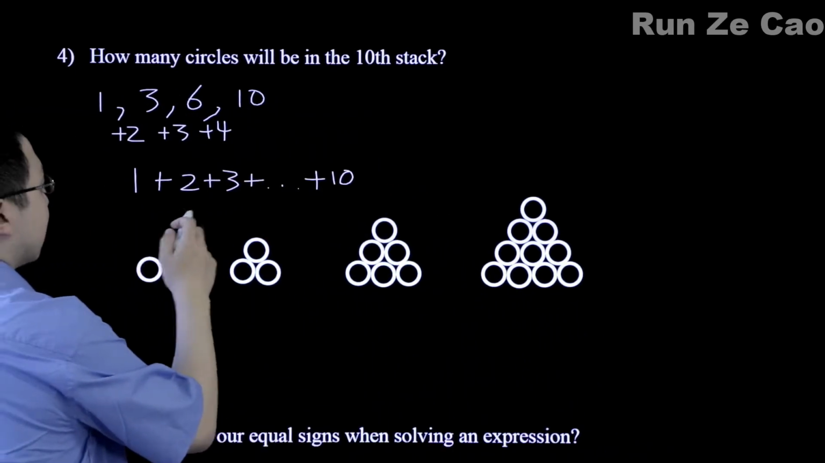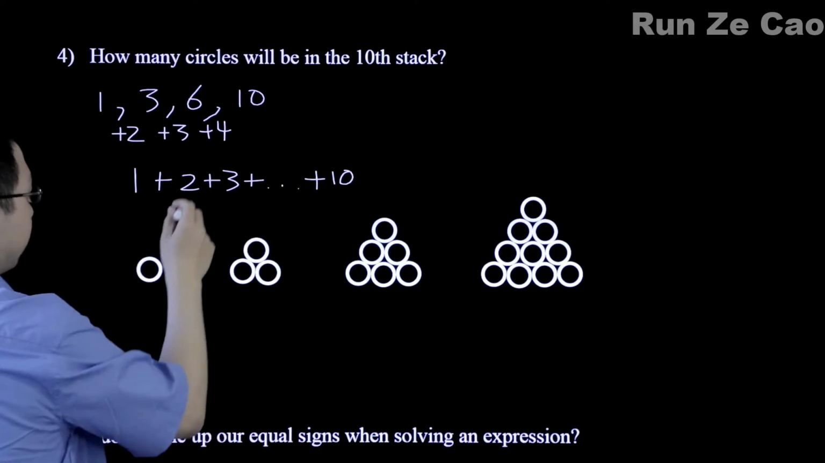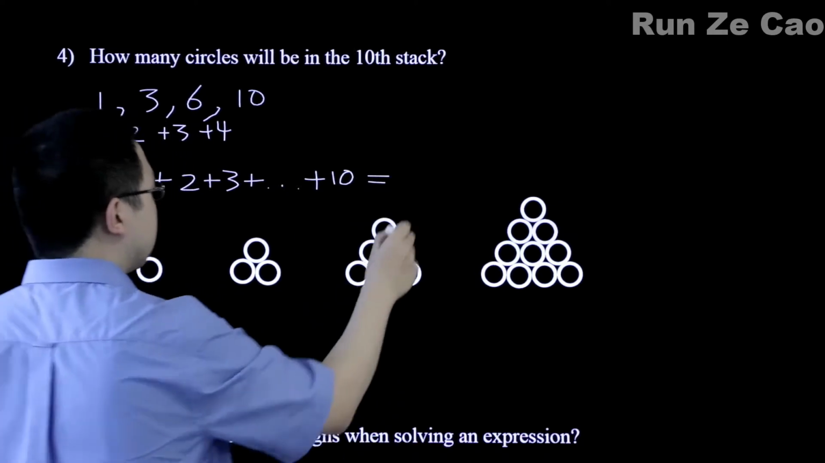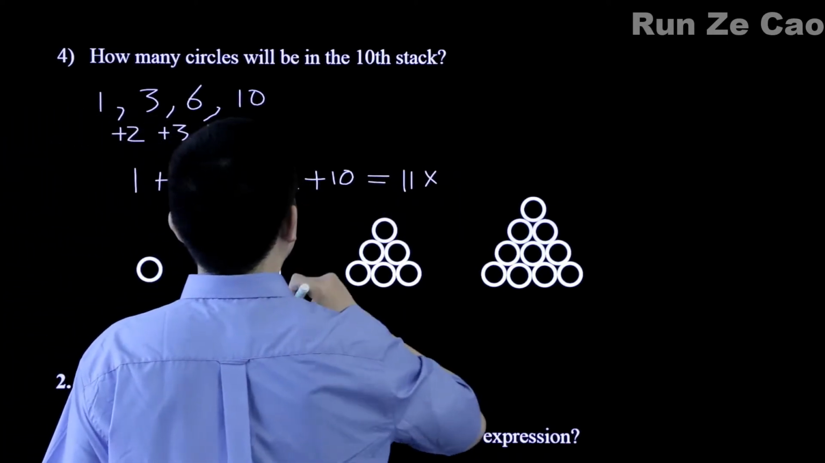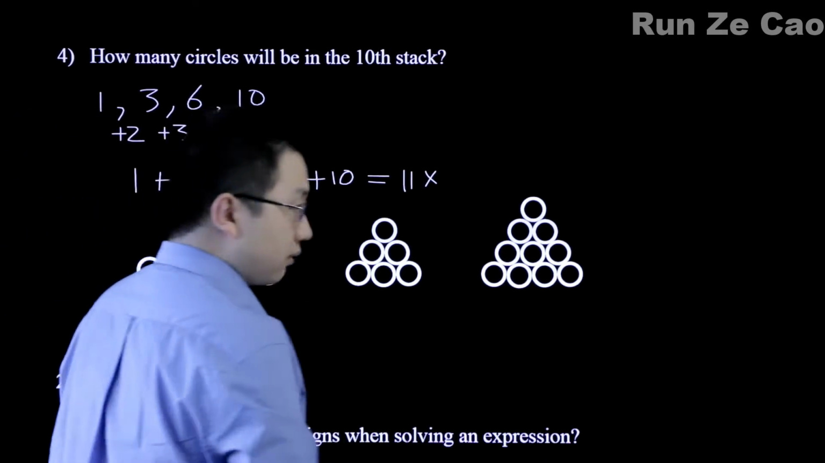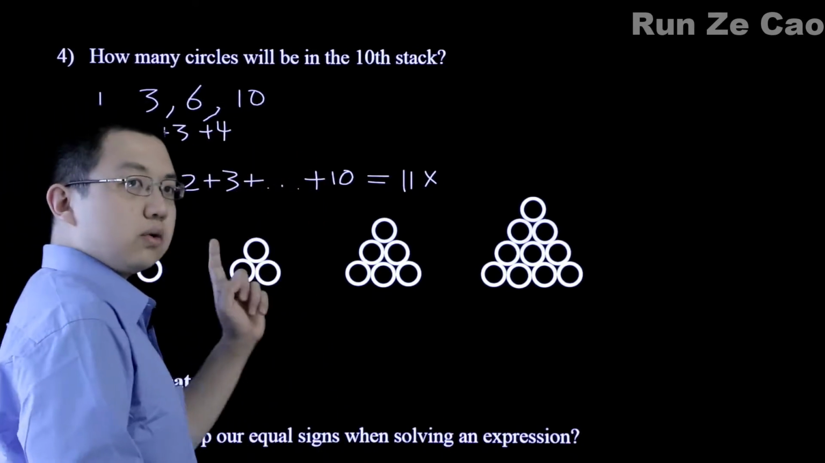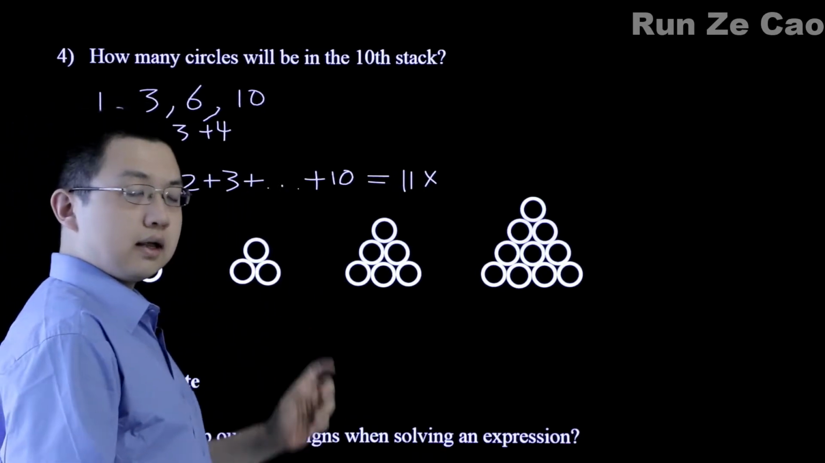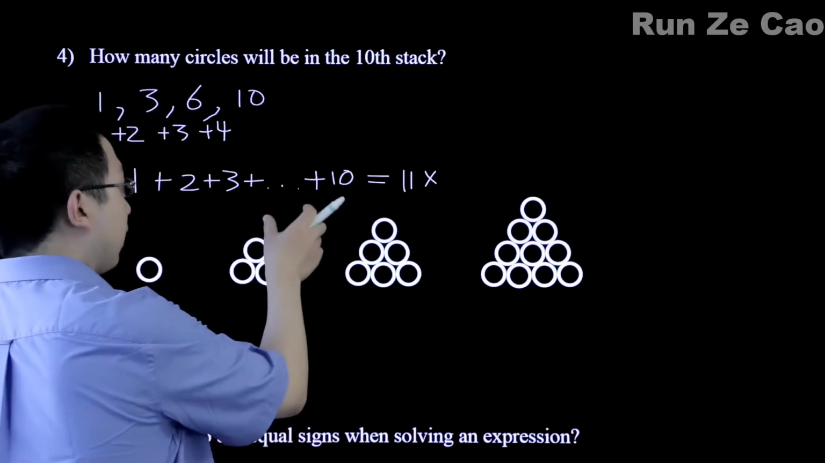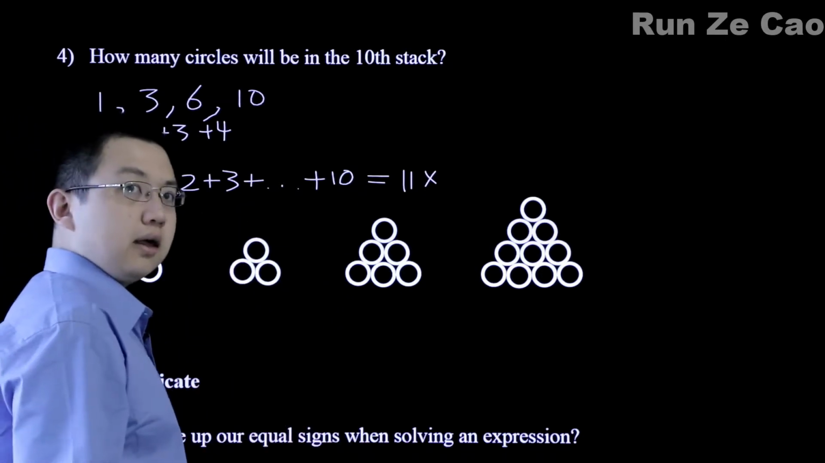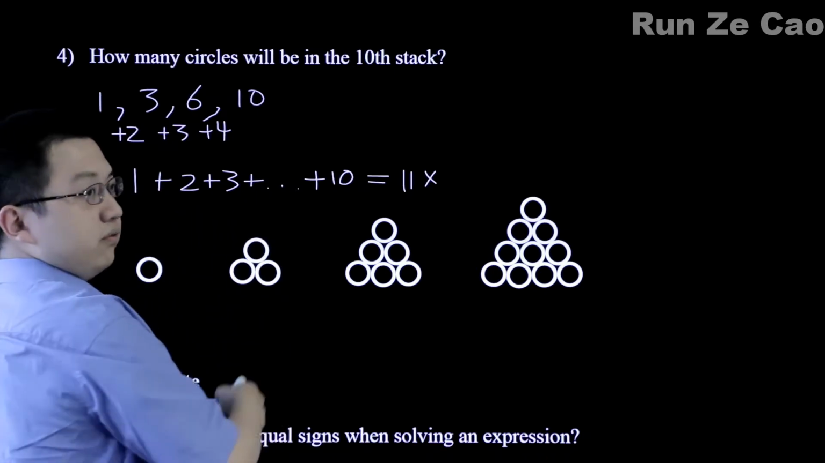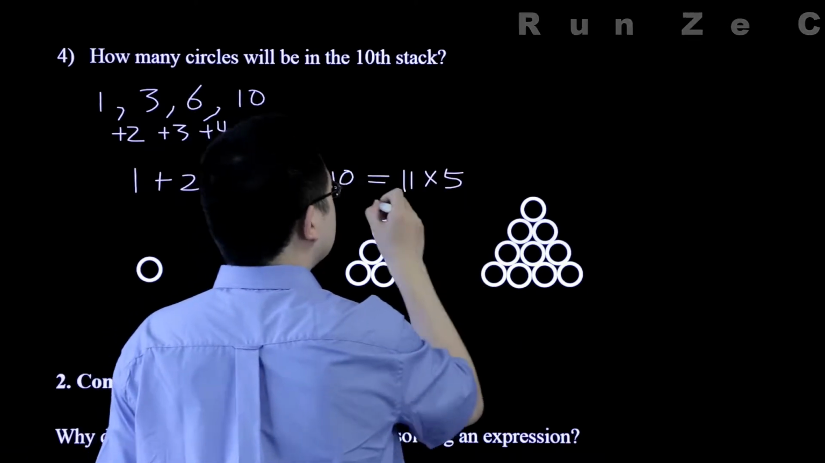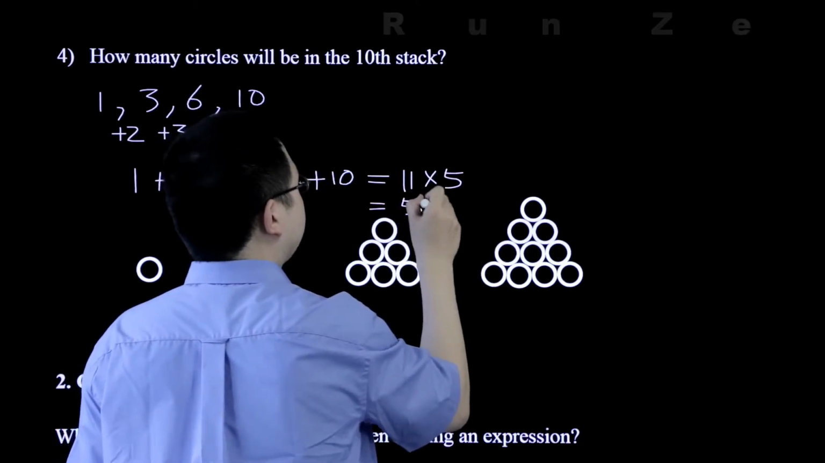Alright, so here we have 10 numbers, each corresponding to one item, and this is equal to 11 times what? Well, wait a second. 1 and 10, 2 and 9, 3 and 8, 4 and 7, 5 and 6. That way we pair them up, and then we get 11 times 5. And this is equal to 55.